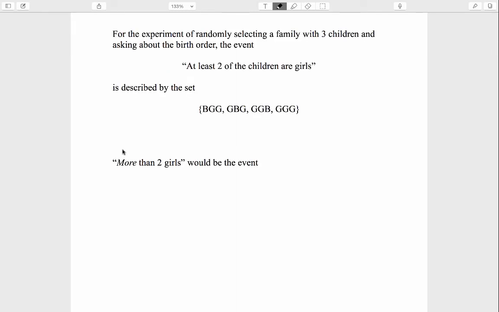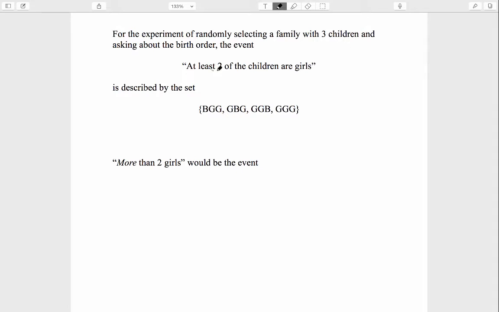For the experiment of selecting a family with 3 children and asking about the birth order, the event "at least 2 of the children are girls" is described by the following set: BGG, GBG, GGB, and GGG. In other words, it contains these 3 outcomes in which exactly 2 are girls. It also contains this one outcome in which all 3 children are girls. Each of these 4 outcomes contributes to the event, at least 2 of the children are girls.